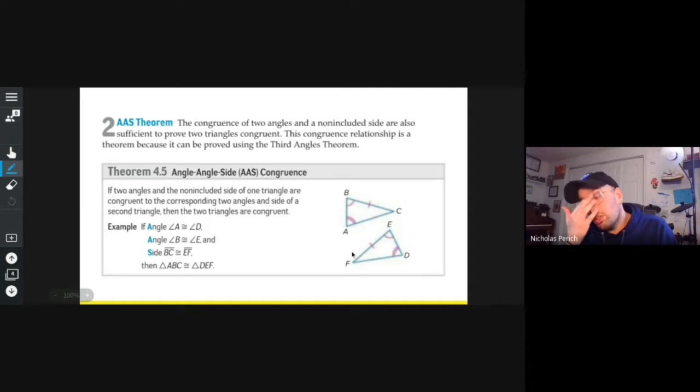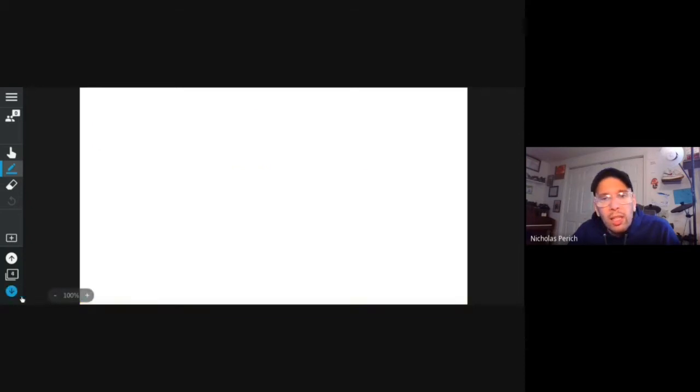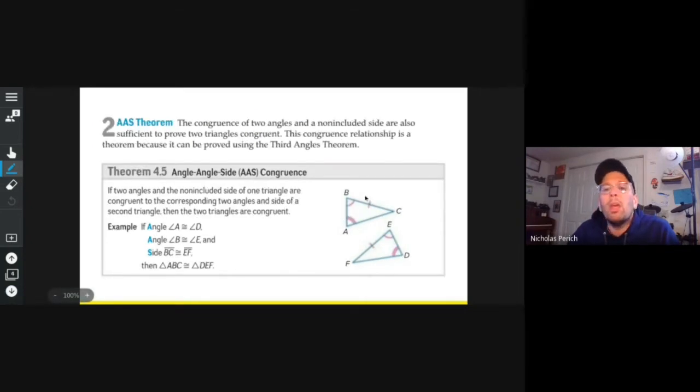So today we're going to discuss two angles and a side. In one case, the congruent side lives in between the angles. In another case, the congruent side lives outside the congruent angles. The difference between those is nothing except at the very end of the proof, when I say this one's called the AAS theorem, and this one is called the ASA theorem. ASA because the side was in between the angles, and AAS because the side was not in between the two angles.